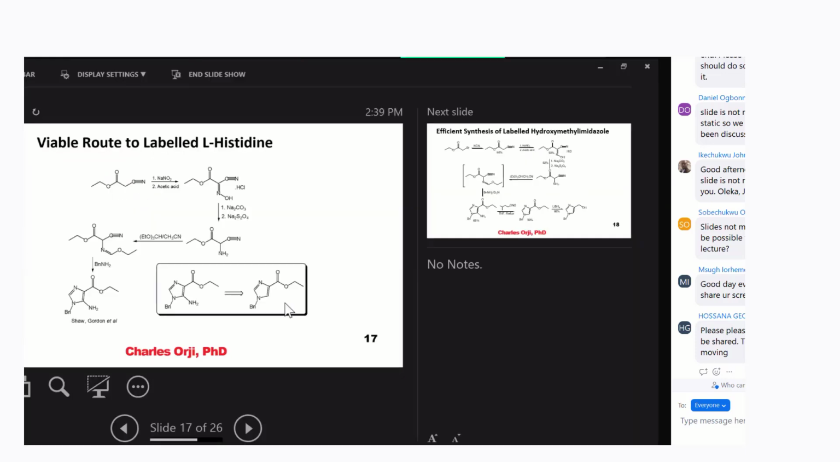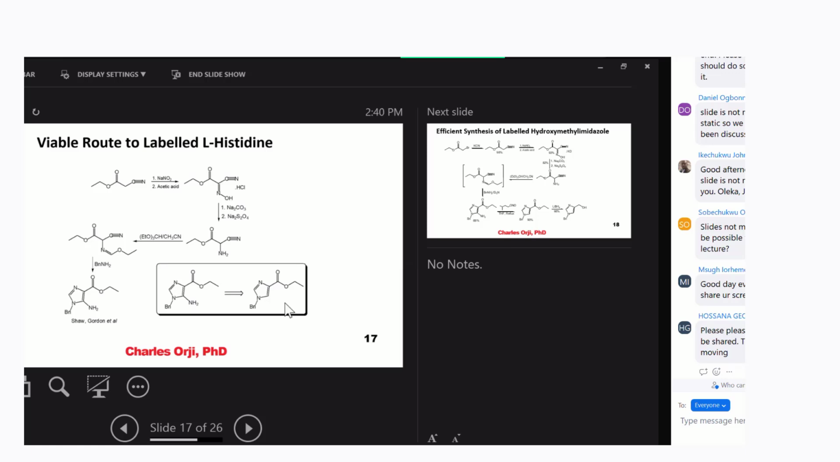So that's what we are now thinking of, a solution. I went back and did a literature review. It turns out that this guy, Gordon Shaw, and his co-workers had actually taken ethyl cyanoacetate.